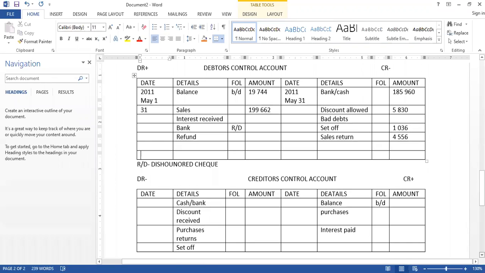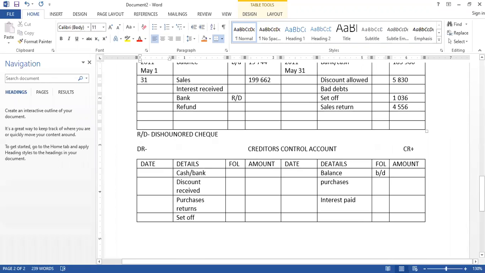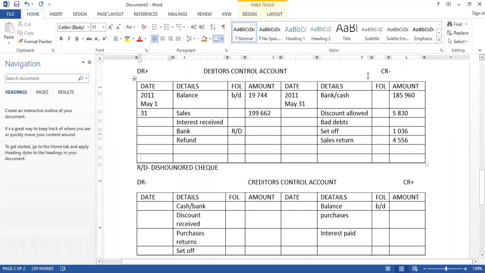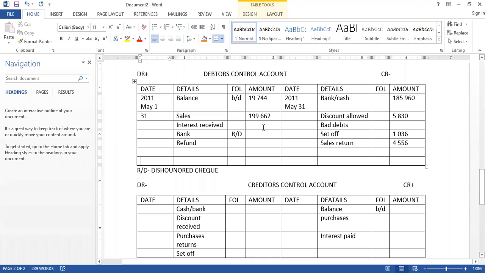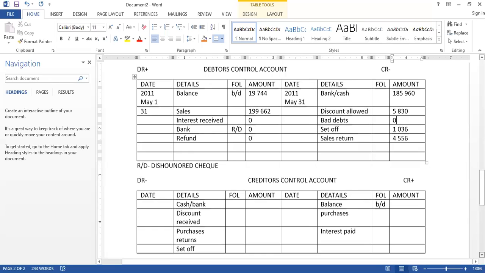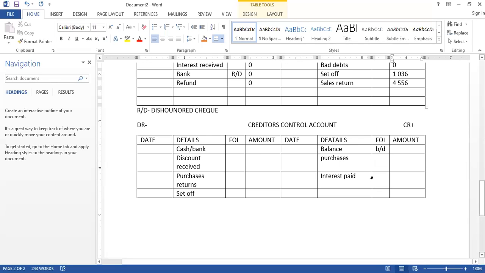So let's go to our creditors control account. In this case, for example, we do not have interest received, so we just put a zero. I'm sure you won't be penalized because of this. So you put zero, but if you feel like erasing it, you can always exclude them. Refund. Okay, and then from there, we go to our creditors control account.